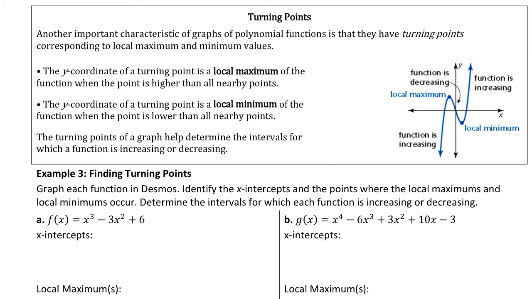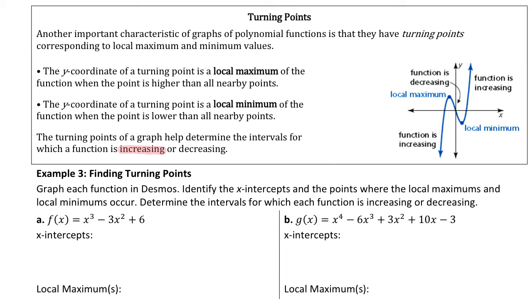So local maximums, the point is higher than all nearby points. Local minimum, point is lower than all nearby points. Those turning points tell us where those intervals for which a function is increasing or decreasing. Okay, so I just want to show, and maybe I'll do this a little bit differently.